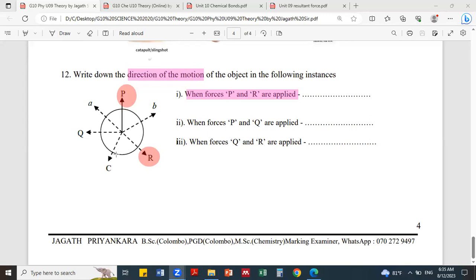P and Q. Okay, I'll ask that again, because number 1 is P and R. So the answer is simple B. Right, simple B. The next one.